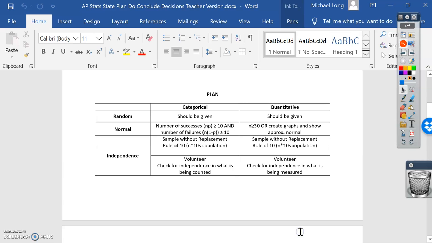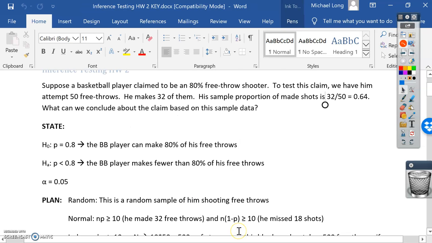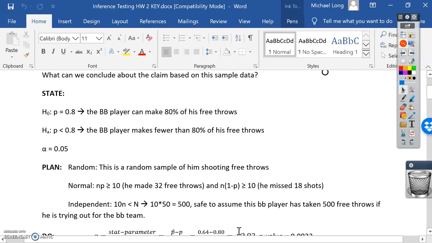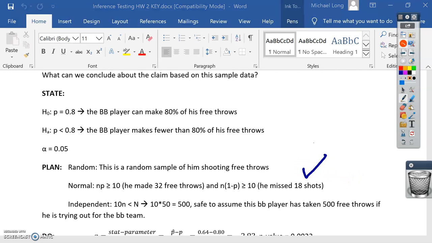So I'm going to come back here, and we're going to show how that works with this particular plan, for this particular problem. So random. This is a random sample of him shooting free throws. We asked him to go over and just randomly shoot 50 free throws, and we'll count how many he makes. So that is a random collection. Check it off. Normal: the number of successes has to be at least 10, and the number of failures has to be at least 10. And we meet that criteria because he made 32, which means if he shot 50, he would miss 18.